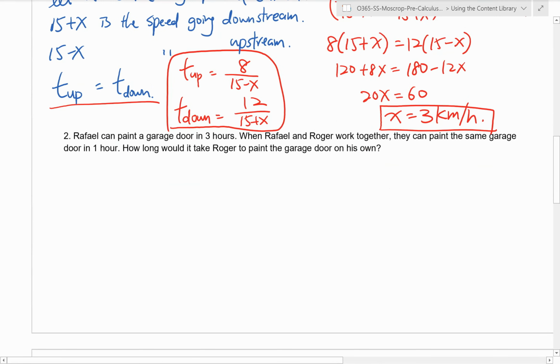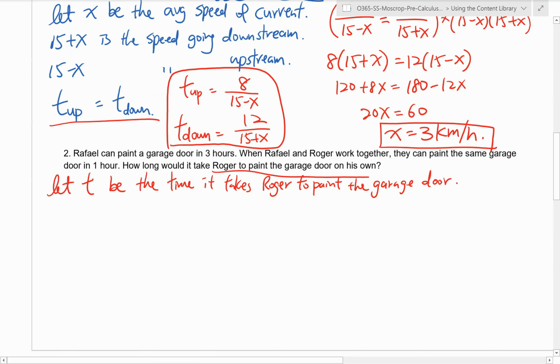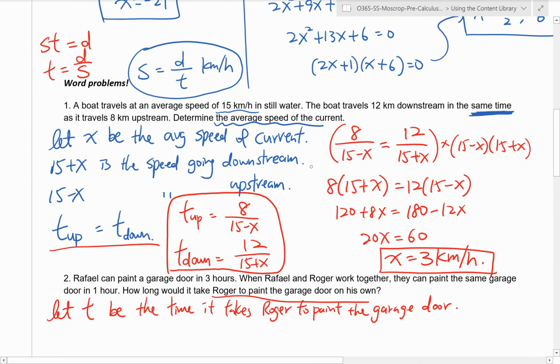So again, here's the question. I'm going to say let t be the time it takes Roger to paint the garage door. Okay, so that's our variable. That's the question, right? So that's the variable. Now, like I said, this is actually quite similar to the first question. So we actually already solved it. I mean, we solved for t.